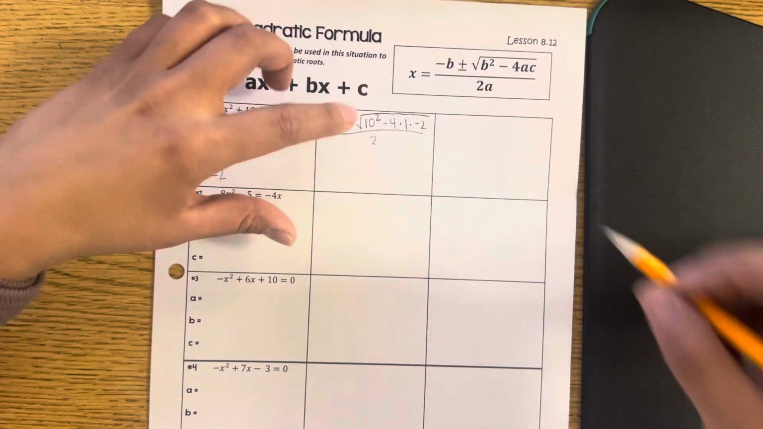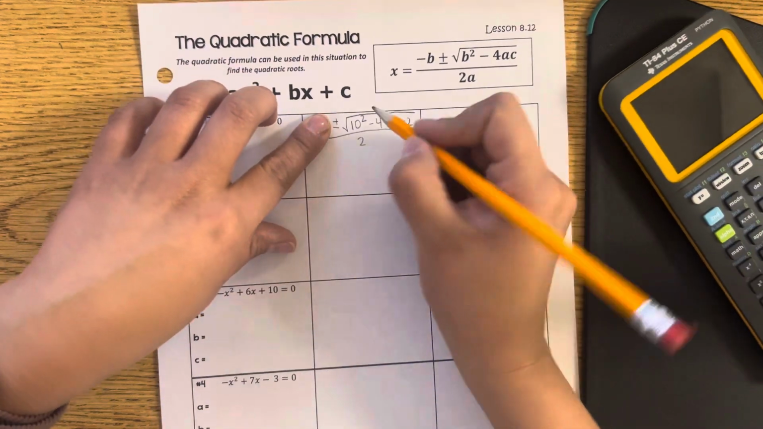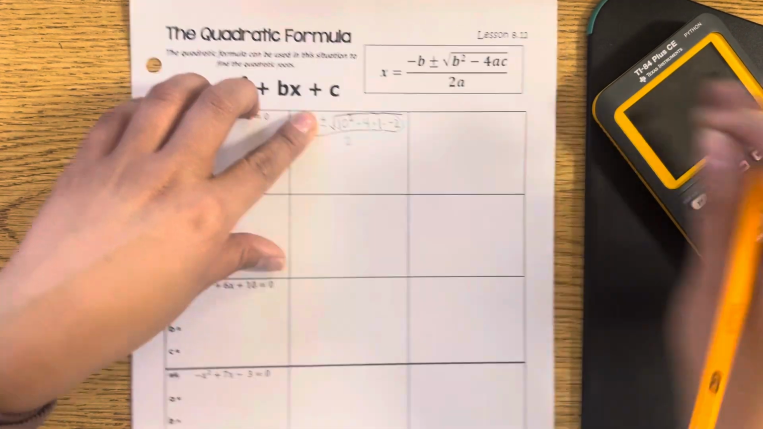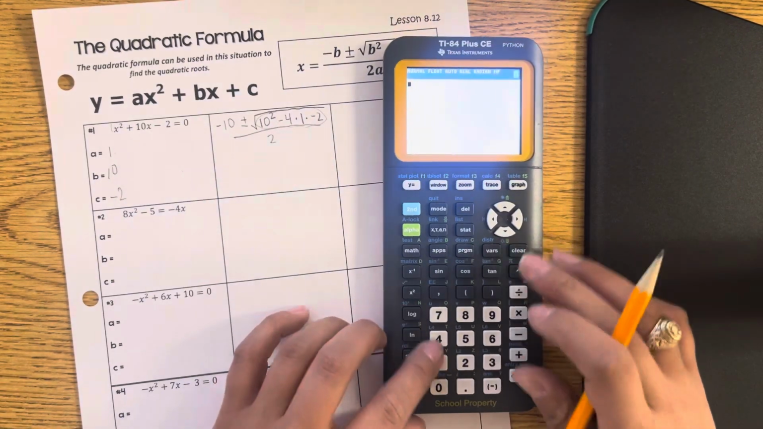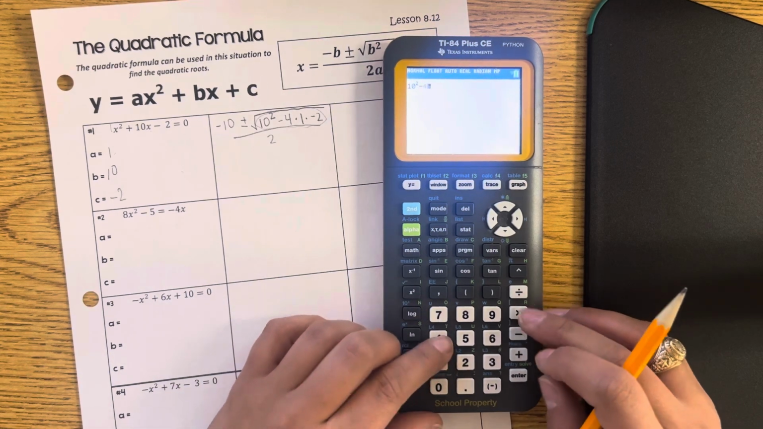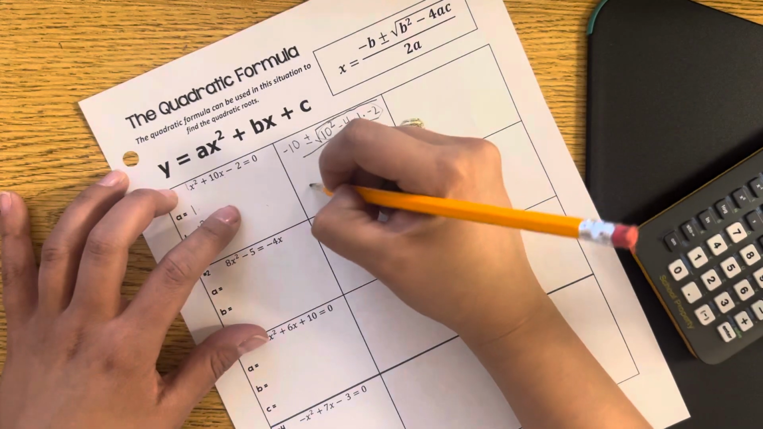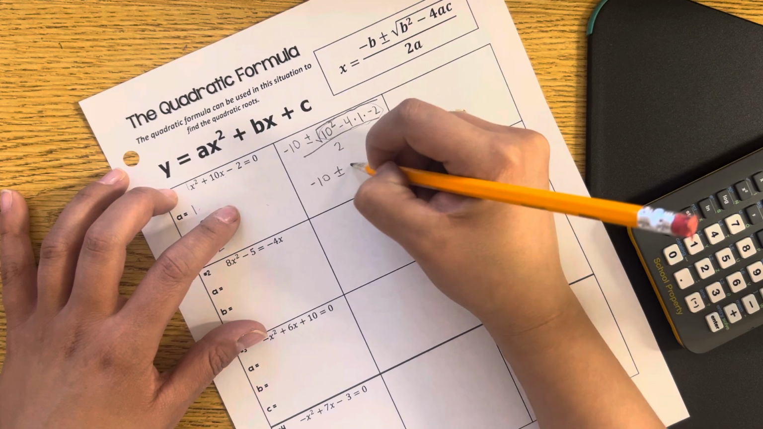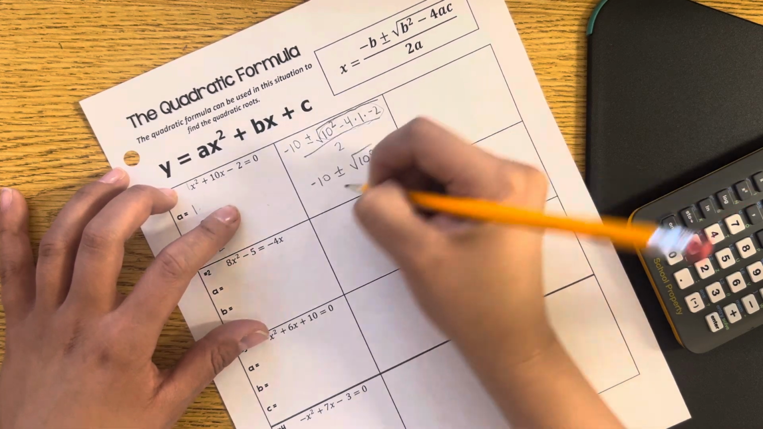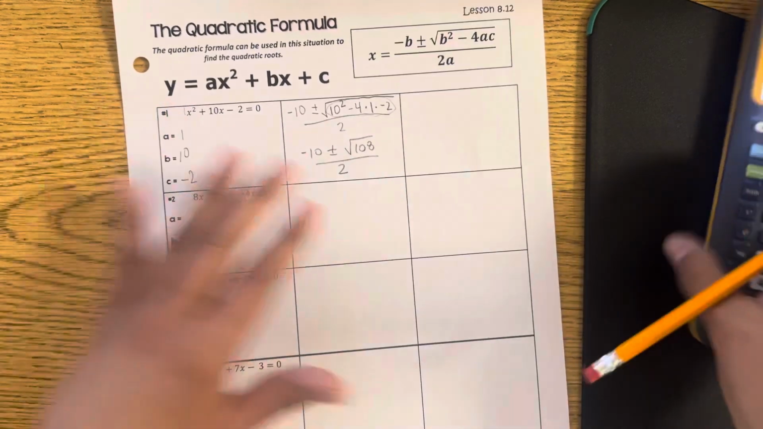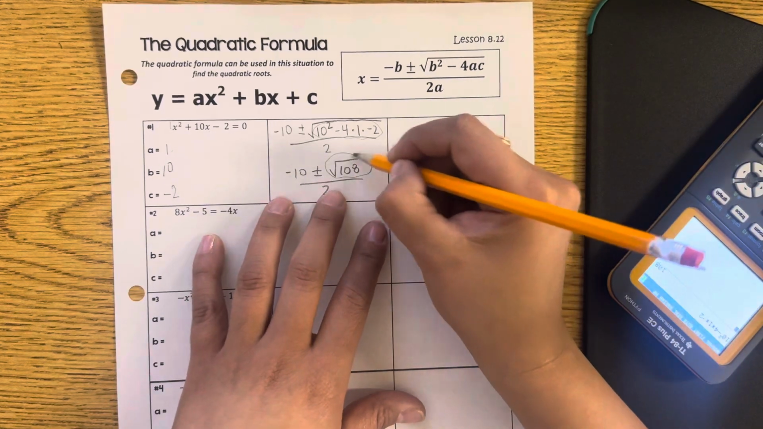Okay, now this is the part that involves the calculator. You are just going to type whatever's underneath this radical. So 10 squared minus 4 times 1 times negative 2, and you get 108. Now, I've seen some questions where that's as far as they want you to simplify. But like we practiced yesterday, how can I take this piece further?